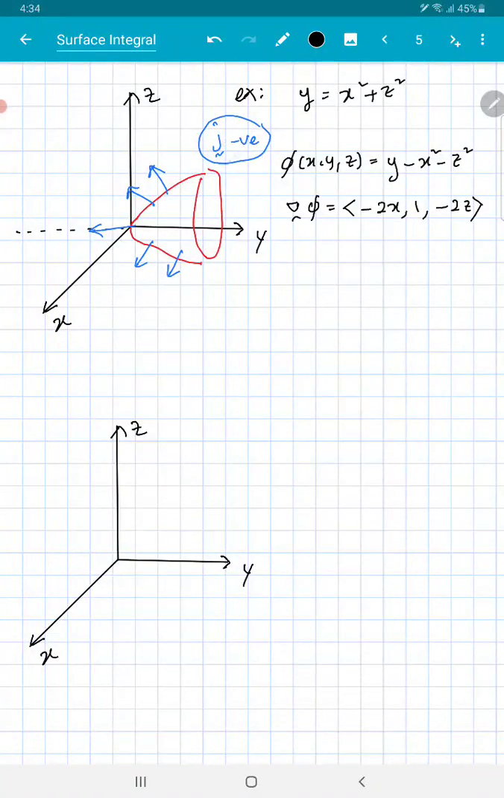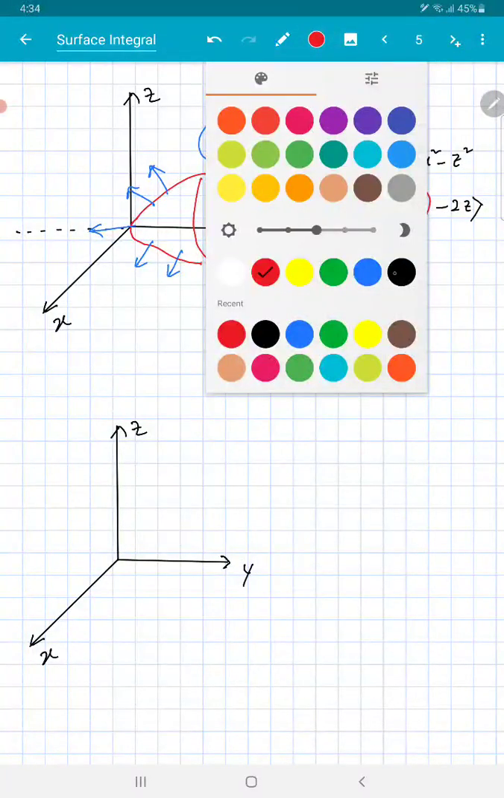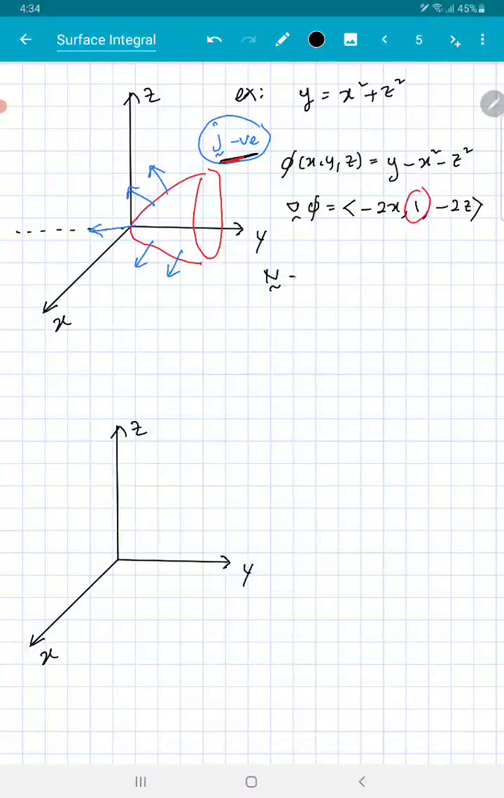Okay, now check the y component. The y component here is positive 1. But remember, we want our y component to be negative, which means that the normal vector is equal to negative del phi, which is equal to 2x i minus 1 j plus 2z k. So that is the normal vector. Because you want the y component to be negative because the surface is facing the negative y-axis.